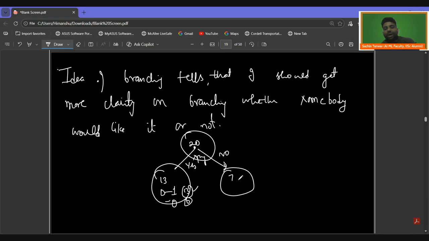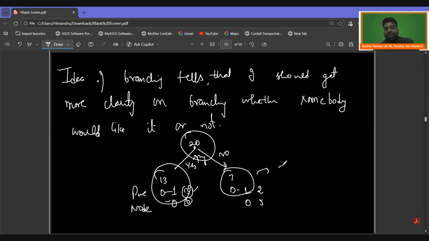For the other side, I might say that for Dhurandhar 1, somebody who likes the Dhurandhar movie, I have around 2 people who said they like Dhurandhar out of the 7, and 5 said that they did not like it. I hope you can see that this is a pure kind of node, where all the data points belong to just one class. This is called a pure node.